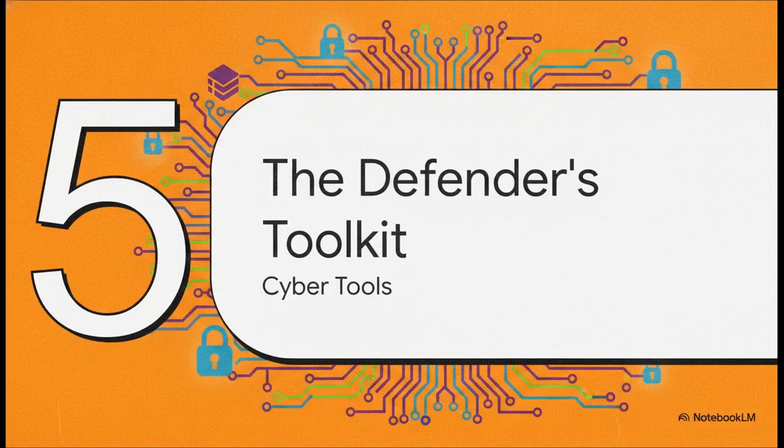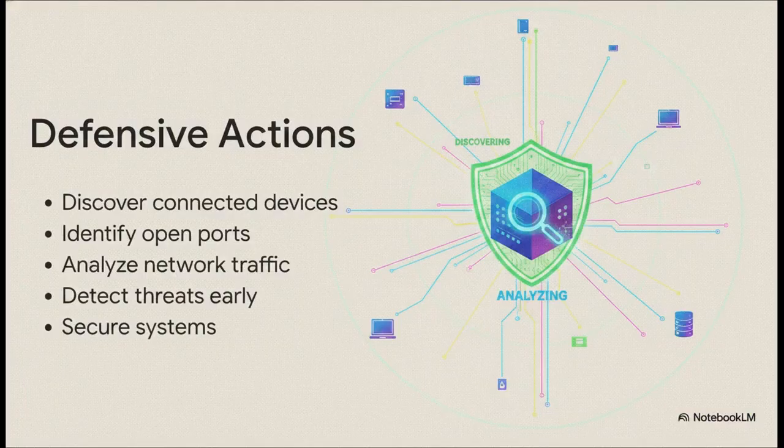Finally, let's bring it all together in Section 5, the Defender's Toolkit. So how do you actually defend an invisible fortress? Well, you use the network against the attacker. For a cybersecurity professional, understanding networking is essentially holding the master blueprint to the entire infrastructure. This knowledge allows defenders to discover rogue devices that definitely shouldn't be there.